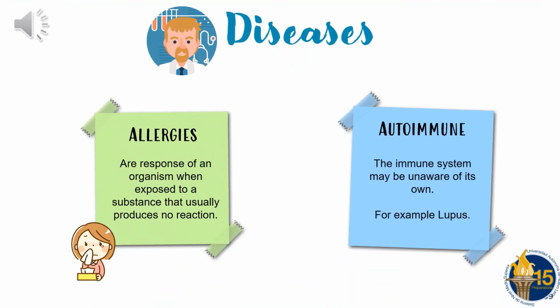There are some diseases that can affect our immune system, for example, allergies, which is the response of an organism when exposed to a substance that usually produces no reaction. And the autoimmune diseases, where the immune system may be unaware of its own. There are so many diseases of this kind. Lupus is one of the most known. This occurs in young women. The immune system produces antibodies against different cellular components.